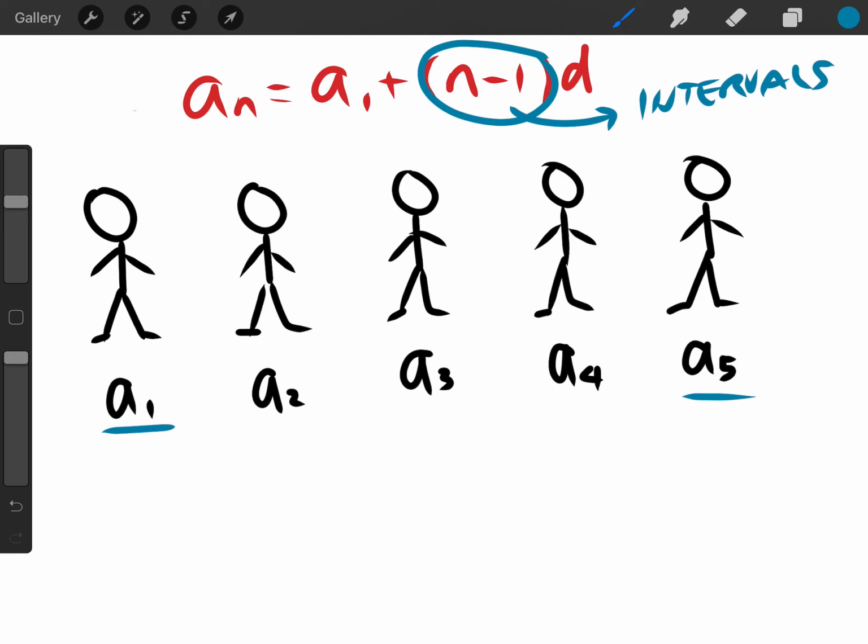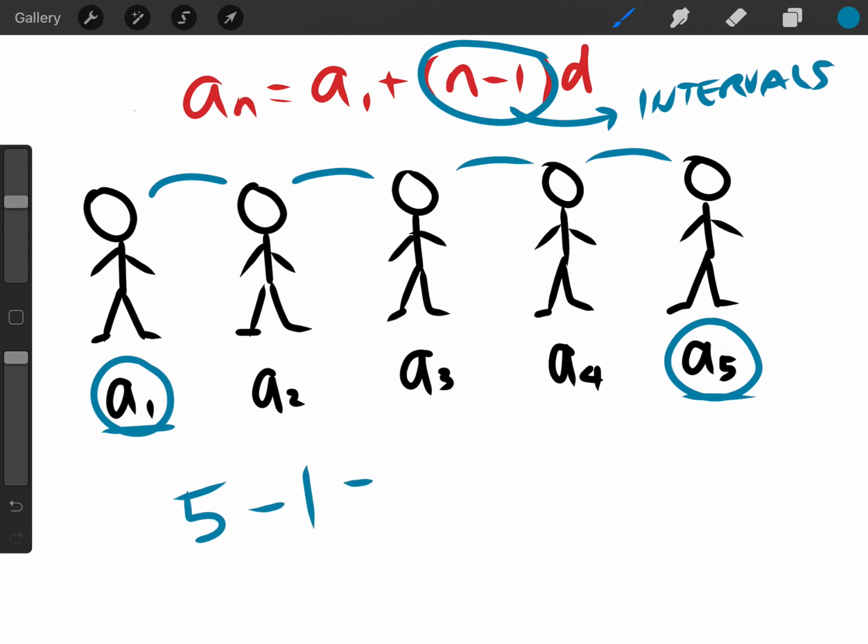So you can just count. There's 1, there's 2, 3, and 4. How do you get that? Basically you use the last person to subtract the first person. So 5 minus 1, then you get that interval, which is 4. So when we talk about intervals, we don't necessarily use n minus 1. We just basically want to use the last person to subtract the first person.